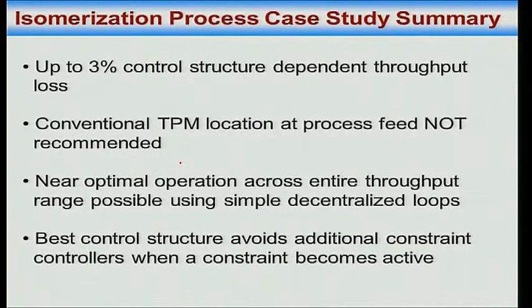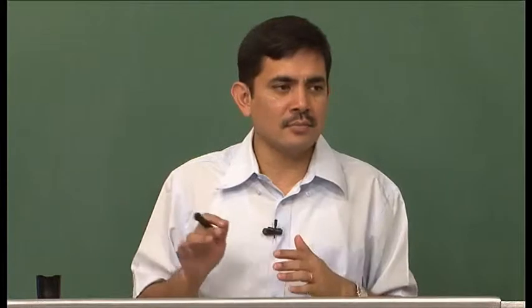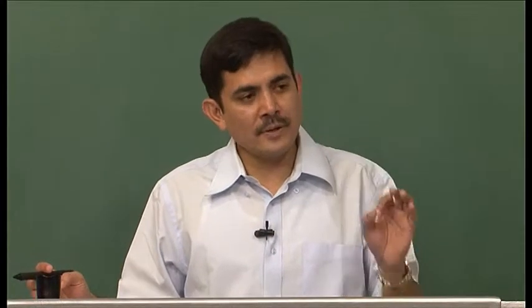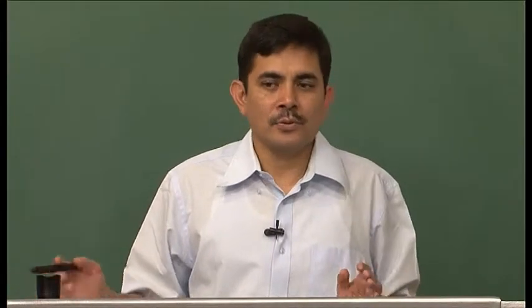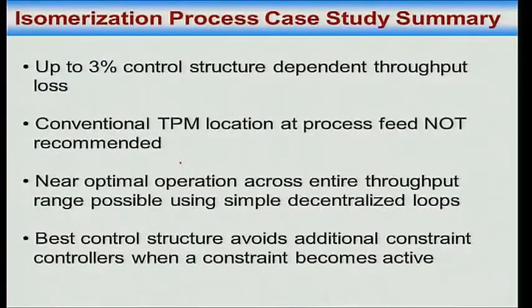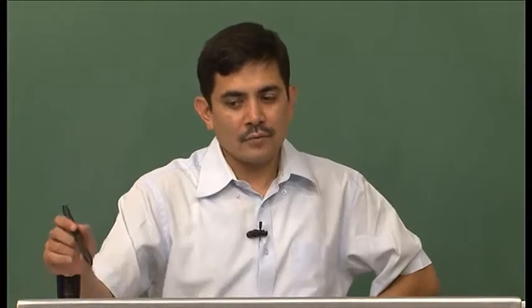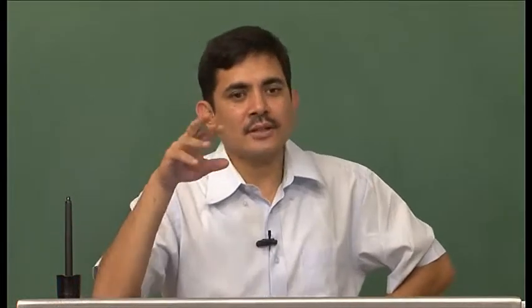Also you get near optimal operation across the entire throughput range using simple PI control loops. Nothing fancy, no fancy constraint managers or MPC or this or that, right? Simply by addressing which constraint is going to become active, you are getting optimal operation over the entire throughput range. The best control structure avoids additional constraint controllers. When a constraint becomes active, you don't need to configure additional controllers. It's natural to that process. Of course, the key is what are the active constraints.